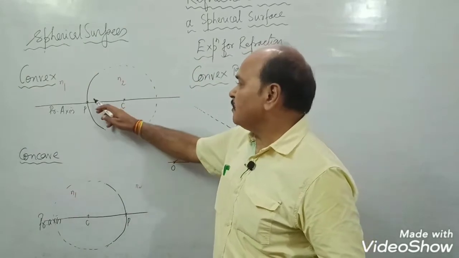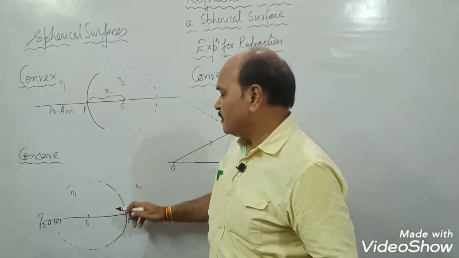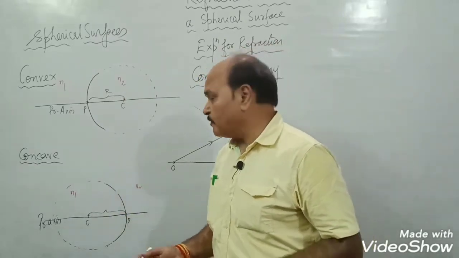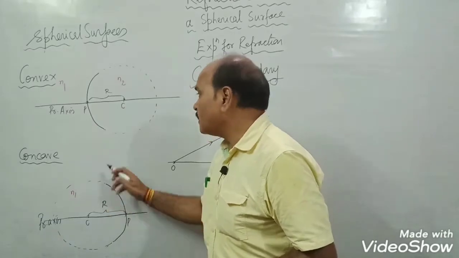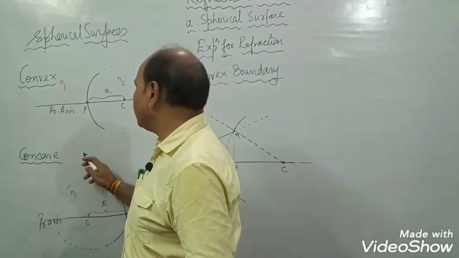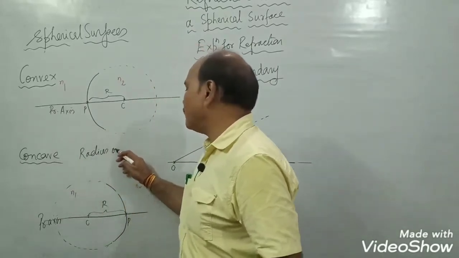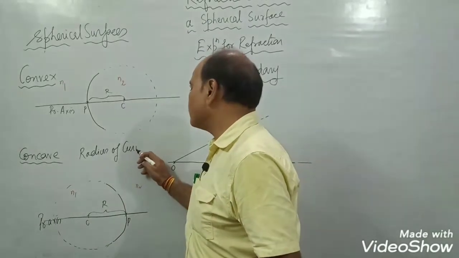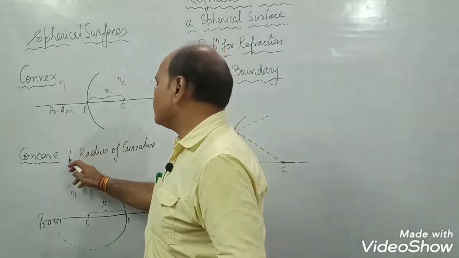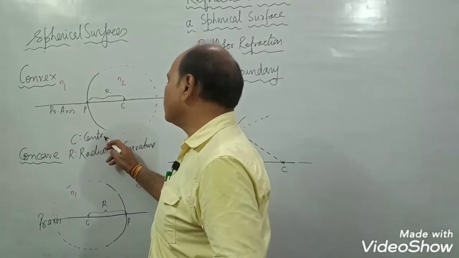The radius of the sphere of which the spherical surface is a part is called R. R stands for radius of curvature. C stands for center of curvature. You have already understood.